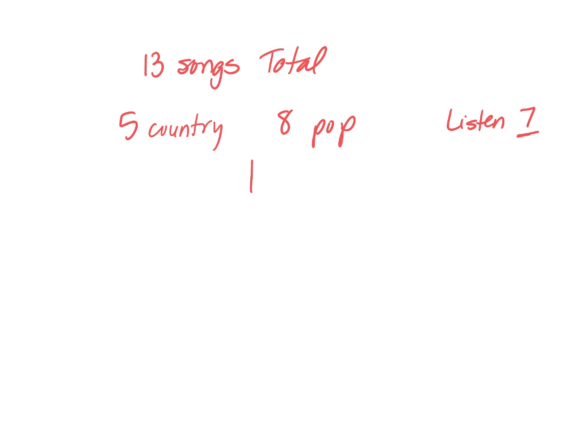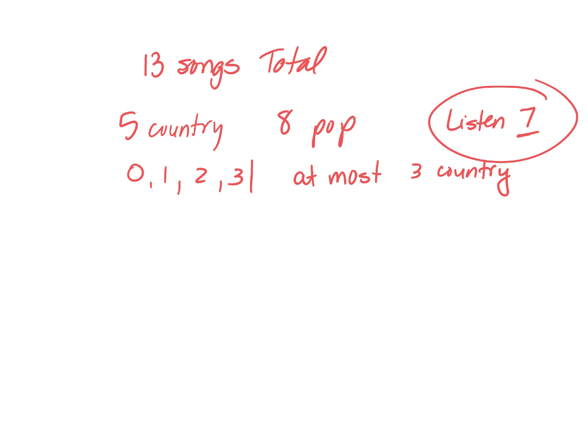So at most 3 is 3, 2, 1, or 0 country. Well, you're listening to 7. So on the first one, I could have 0 country, right? And I'm going to do it like that with the C out there. It's another way to do the combinations. If I have 0 country, I have 7 pop. All right. So then we put that over 13, 7.